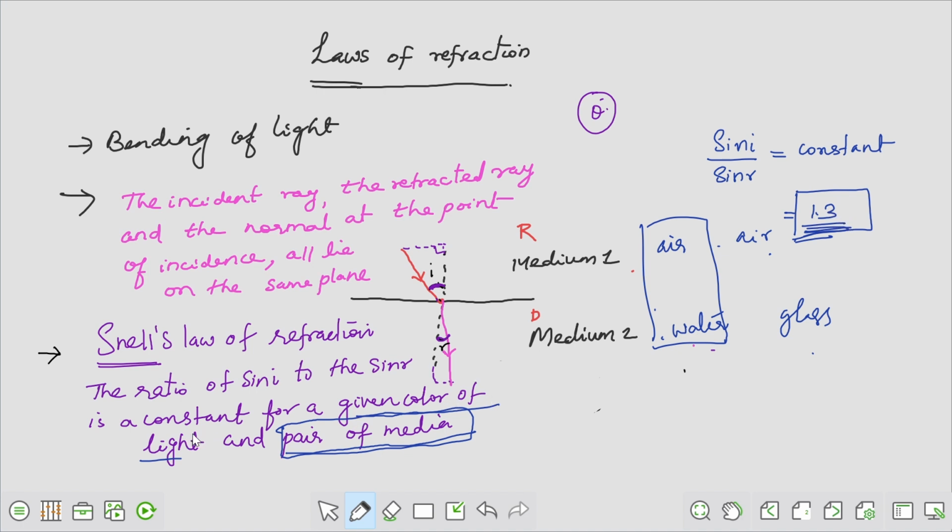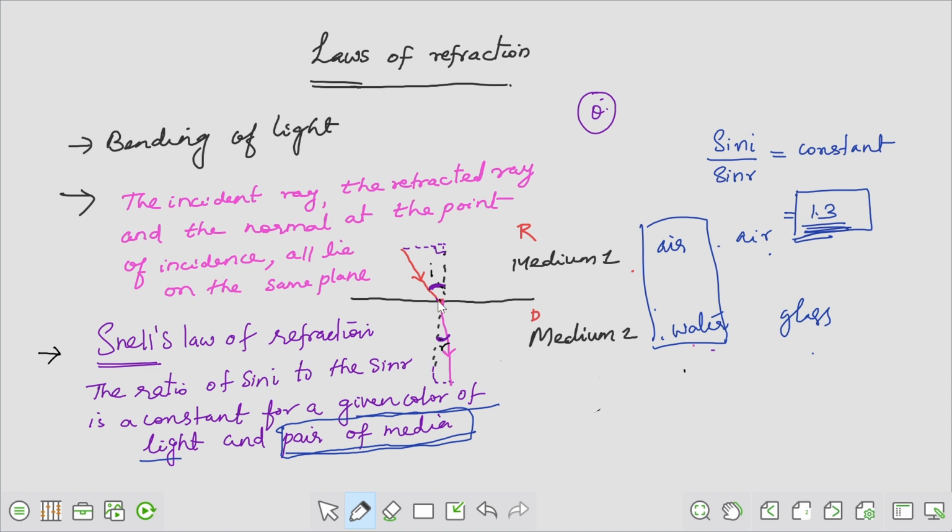Now what about the given color of light? Suppose you are using a red color for the experiment. Red color has a different wavelength, different speed, so the bending of light will also differ. Then accordingly this constant value will change. If you are using violet or red, green, blue, each color of light has its own wavelength and its own speed. So when it enters a different medium, the speed changes, the wavelength changes, and accordingly this constant value will also change. But for a given color of light and given pair of media, it is always a constant.